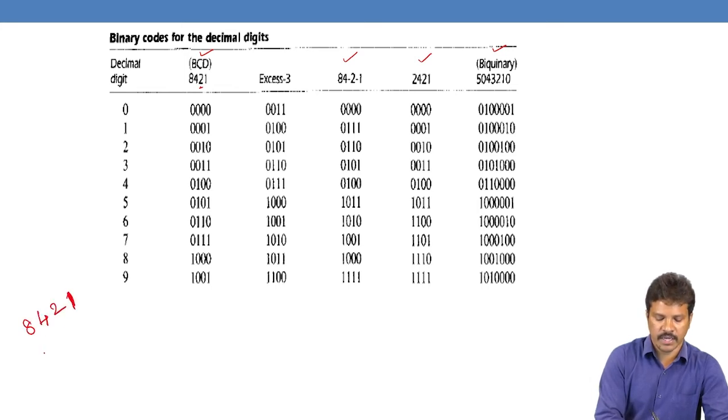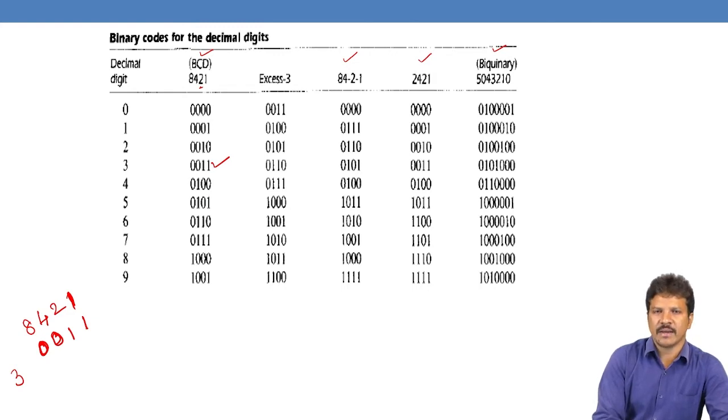For example, with the 8421 code, if I want to represent 3, by following this code we can make 2 and 1. 2 plus 1 will get 3. So the 4 weight bit is 0, and the bit corresponding to weight 8 is 0. So 3 is 0 0 1 1. Likewise, 0 is 0 0 0 0, 1 is 0 0 0 1, 2 is 0 0 1 0, 3 is 0 0 1 1, and 4 is 0 1 0 0.